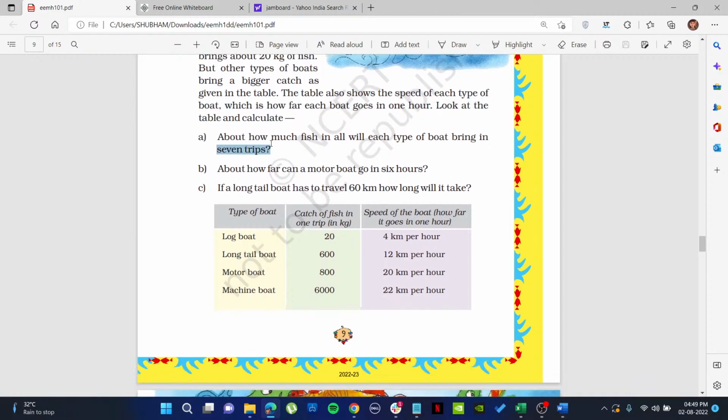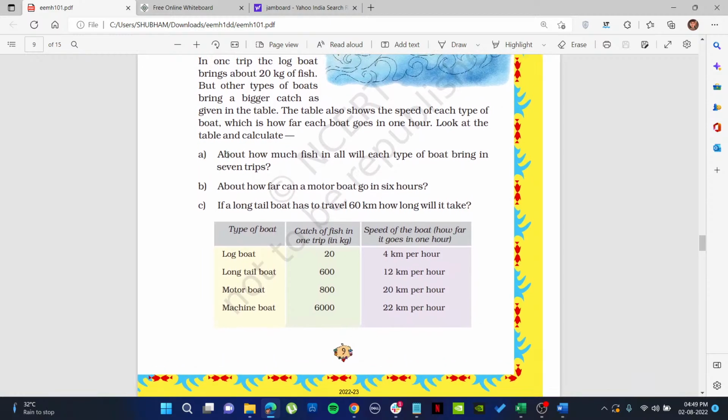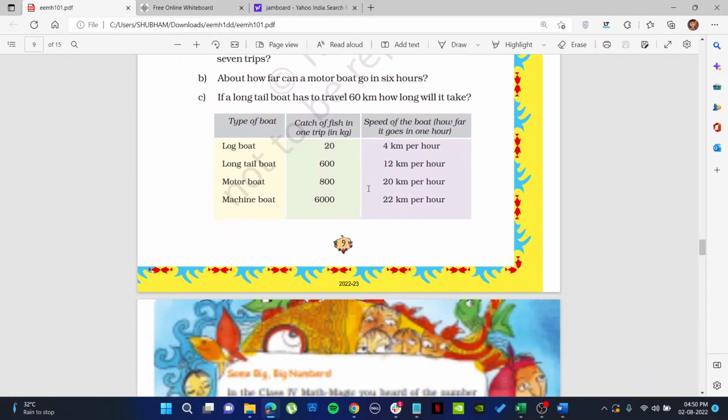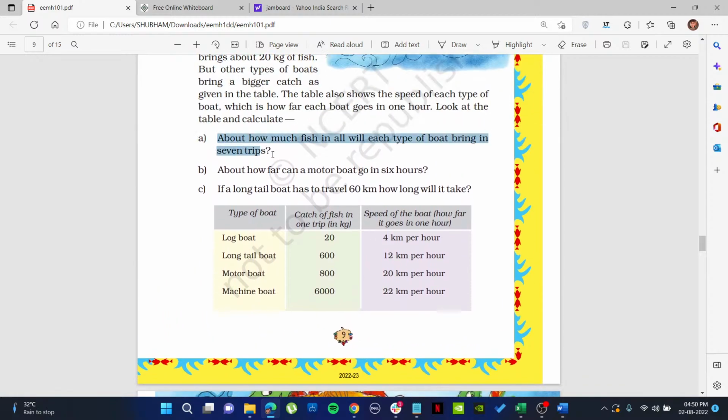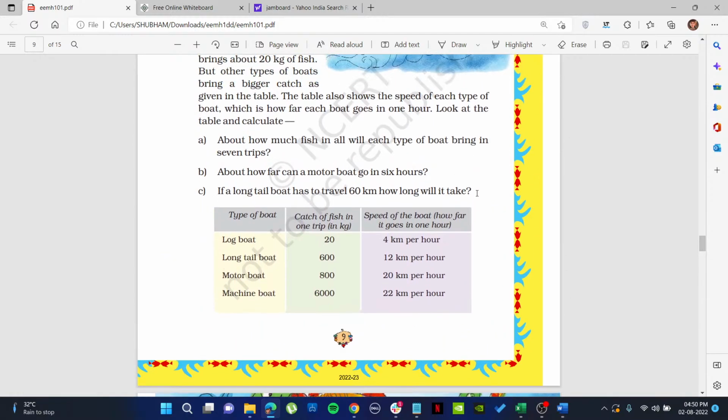Okay, about how much fish in all will each type of boat bring in 7 trips? About how far? Okay, so here we need to calculate the three given things. The first thing which we have to calculate is about how much fish in all will each type of boat bring in 7 trips. Okay, so here we need to calculate three things. And let's continue with this question in our next session as our session time is about to end.